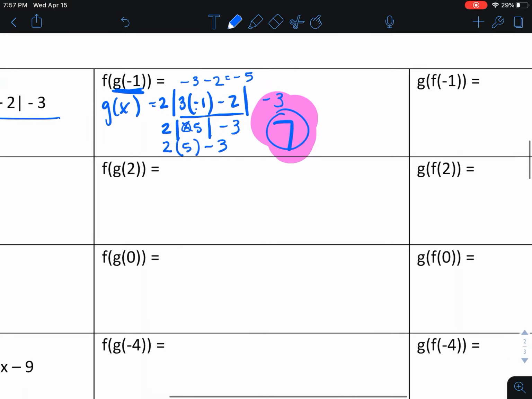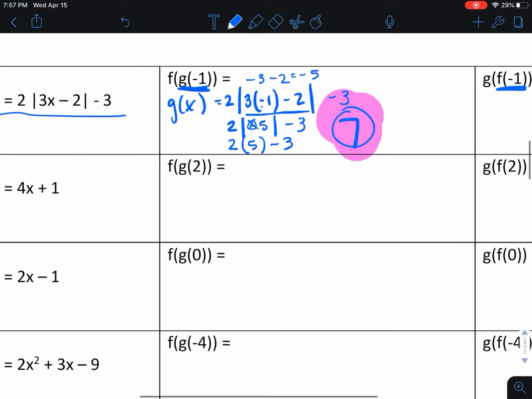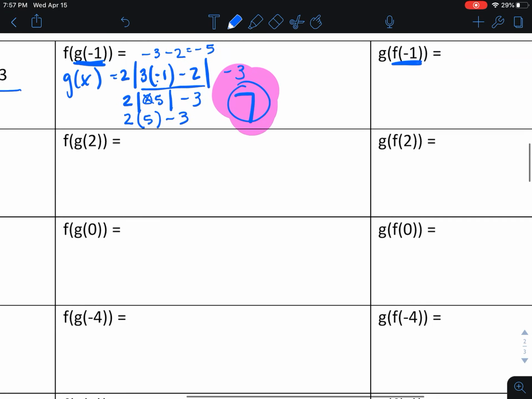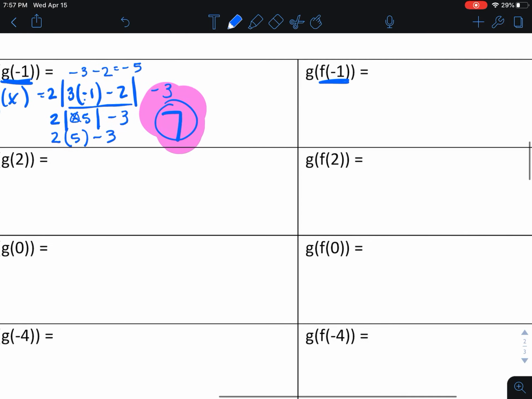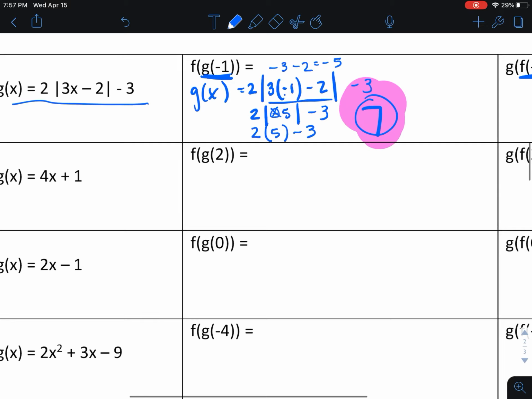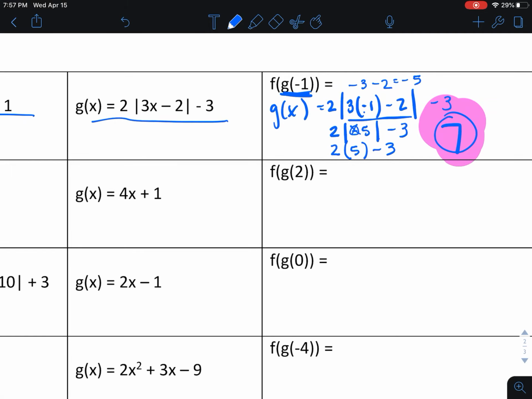All right, now we're going to reverse that. So now we're going to start with our f of -1. So we're going to start with our f function. So that's our x squared plus 3x minus 1. So we're going to have, oh, wait a minute. What did we forget to do? This is a really common mistake, and I just did it. I can pretend like I did it on purpose, but I did not.